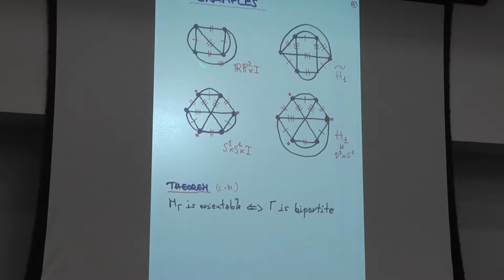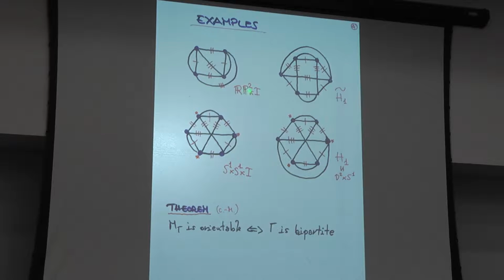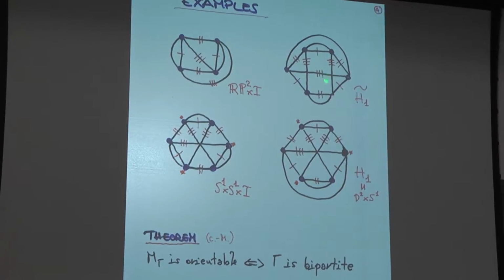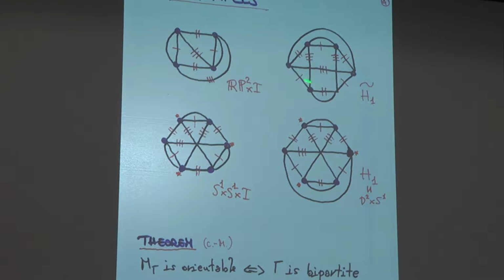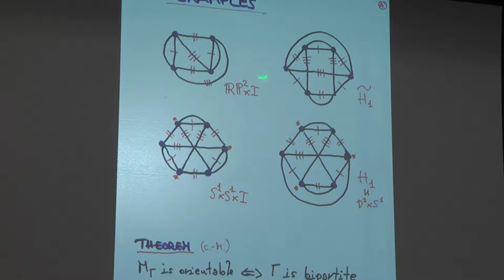For example, this is the real projective plane times I. This is the solid plane battle. Both of them are non-orientable, and you can see that the graphs are not bipartite in these two cases.